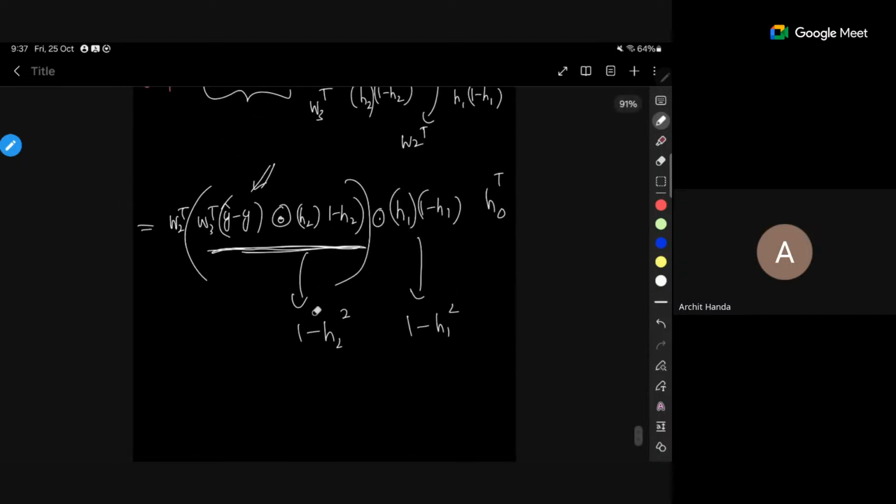And one final doubt. In this case, we had h2 into 1 minus h2. So, in a sense, we are doing element-wise multiplication for these two as well, right? Correct. If h2 is a vector and 1 minus h2 is another vector, we are doing element-wise multiplication. Yes, element-wise multiplication. All right. Thank you so much.